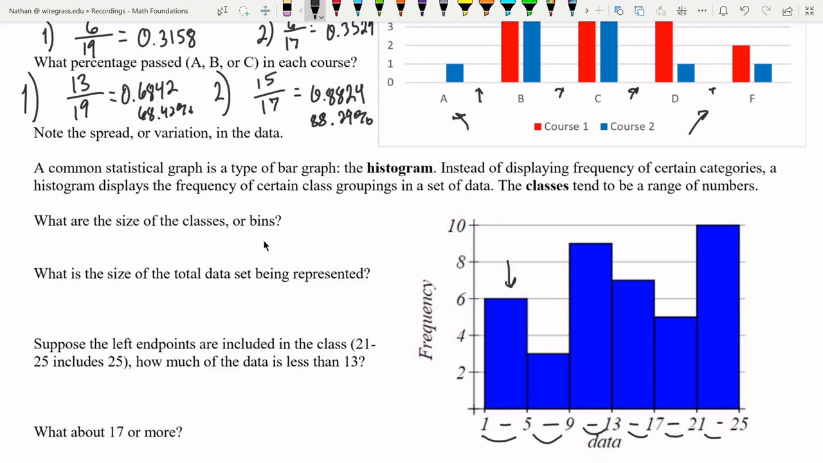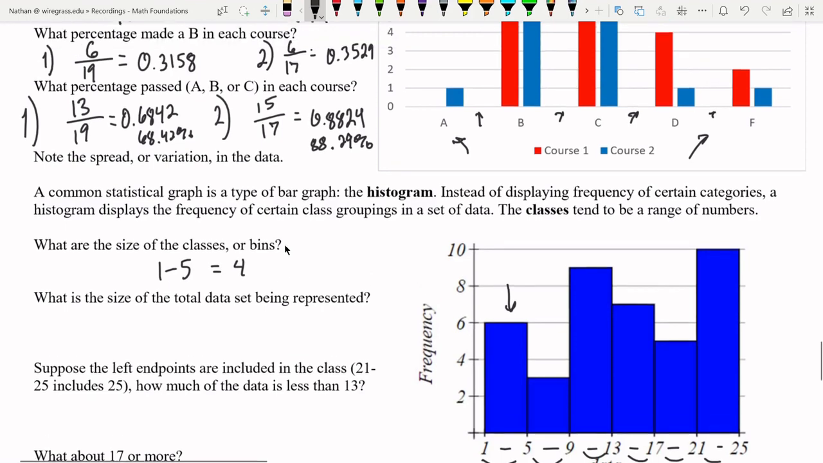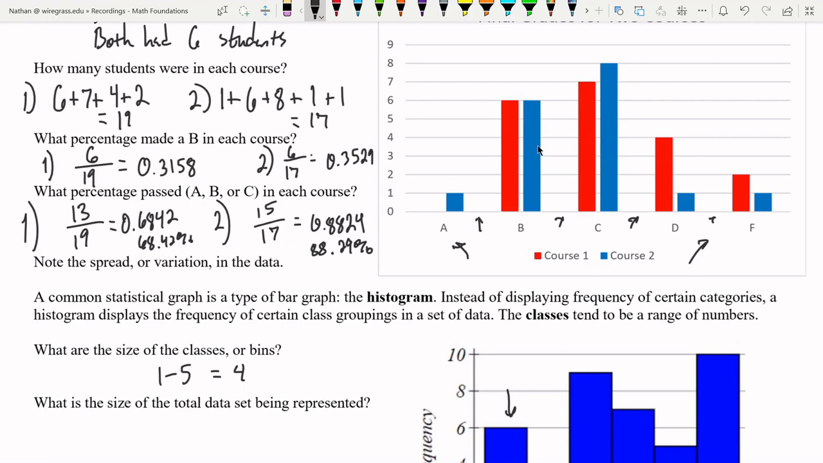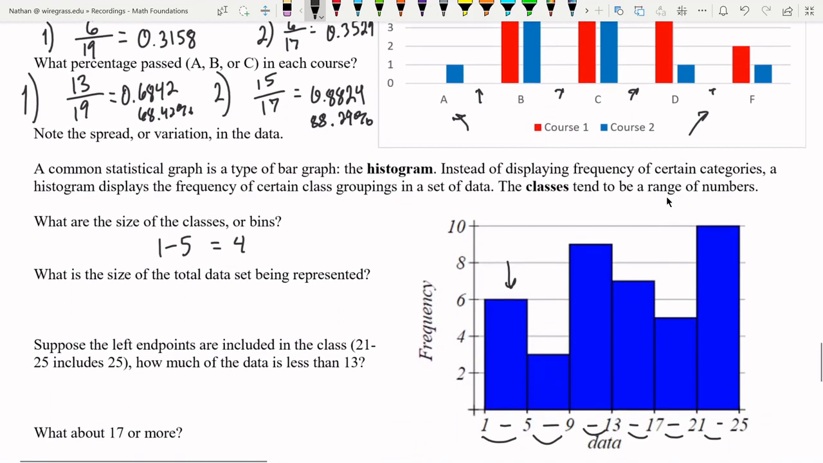So what is the size of the classes or bins? It's going to be 1 to 5, so it's got a class size of 4 units. And what is the size of the total data set being represented? Well, that's going to be the frequency of all of the classes combined. It's the same thing up here, right? We added each one of these categories up, and that was the total number in the class. Well, it's the same idea here.